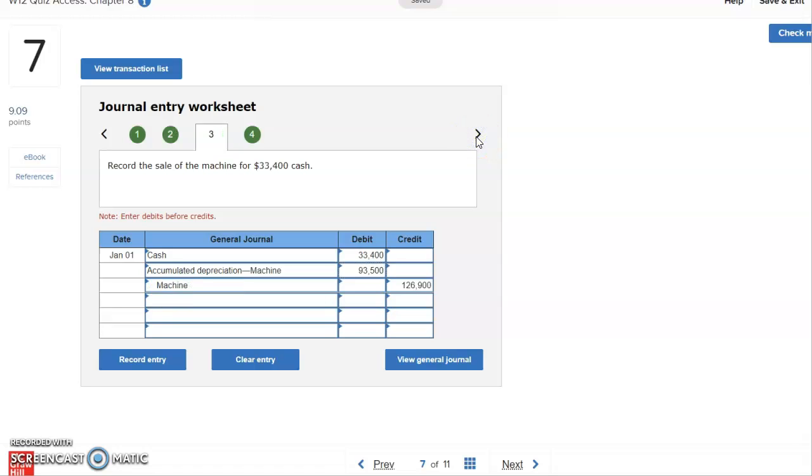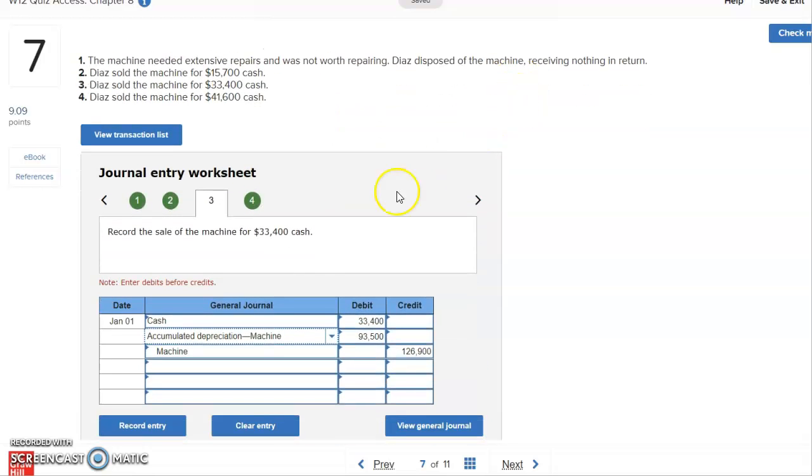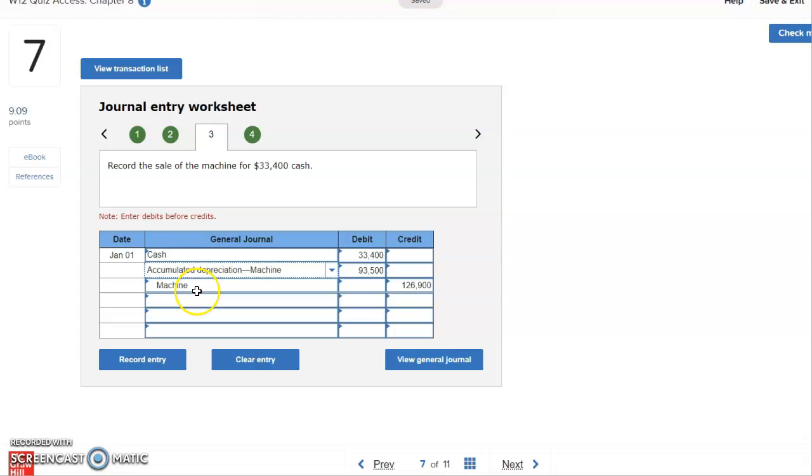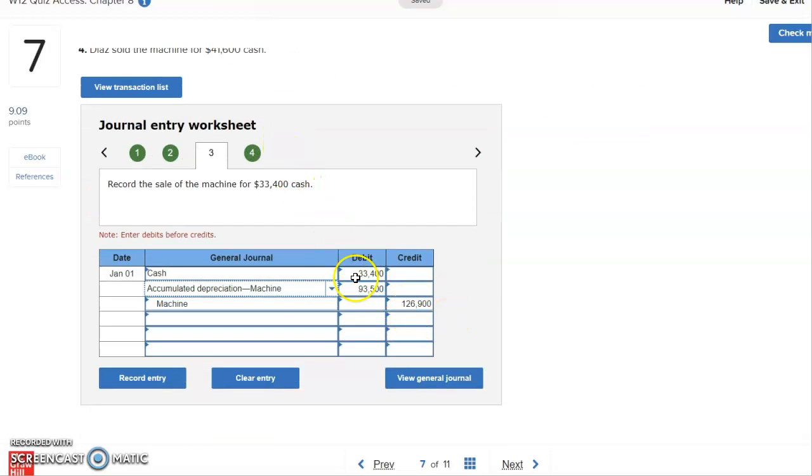All right, for the third one, you record the sale of the machine for a different amount, 33,400. First thing, easy, 33,400 on the debit side under cash. Second thing you will have is accumulated depreciation again, 93,500 from up here. And then the last thing is the machine. The machine price up here, 126,900. And this all adds up nicely, the debits and credits to this value here. So you don't need anything else.